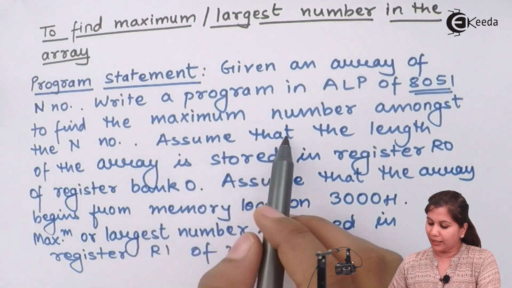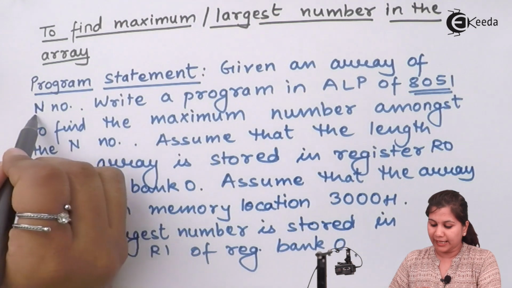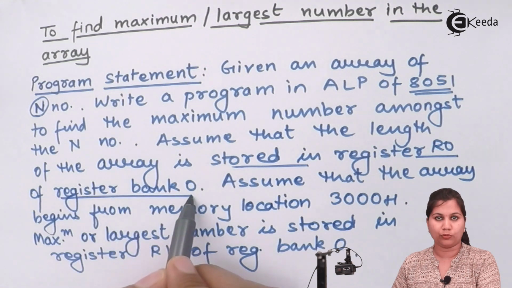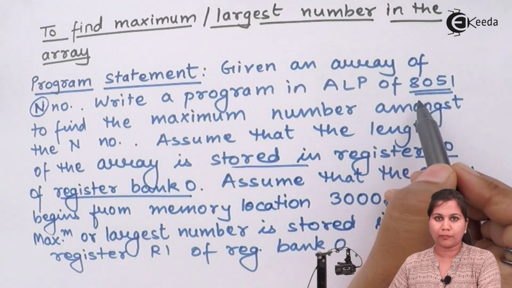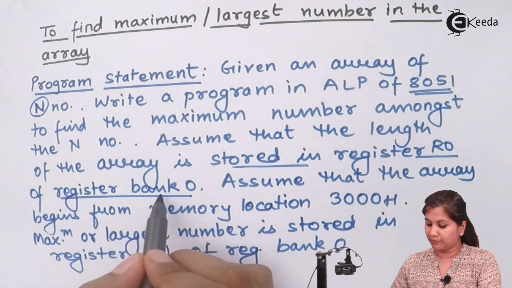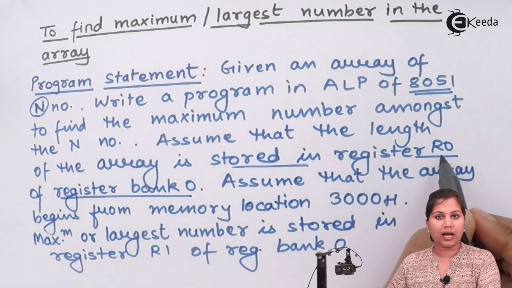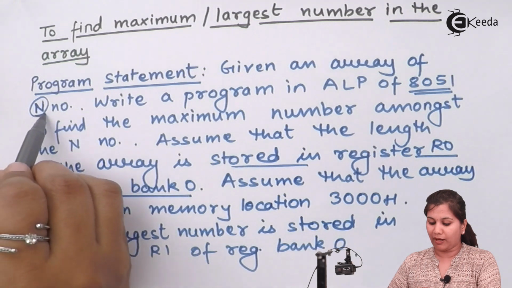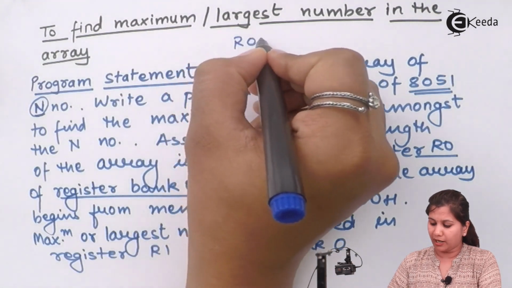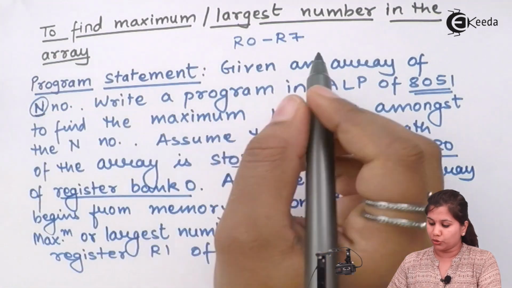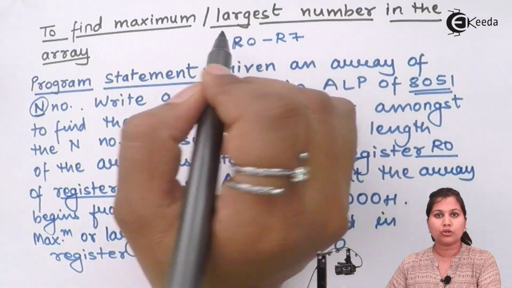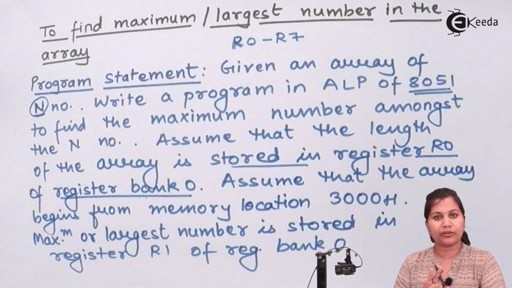We have to assume that the length of the array, the n value, is stored in register R0 of register bank 0. In the 8051 we have 4 banks: bank 0, bank 1, bank 2 and bank 3. Every bank has 8 registers, R0 to R7. So in register bank 0, the R0 register stores the length of the array. It is already stored there.